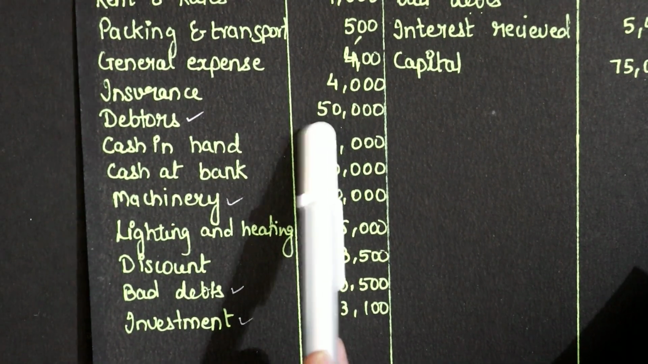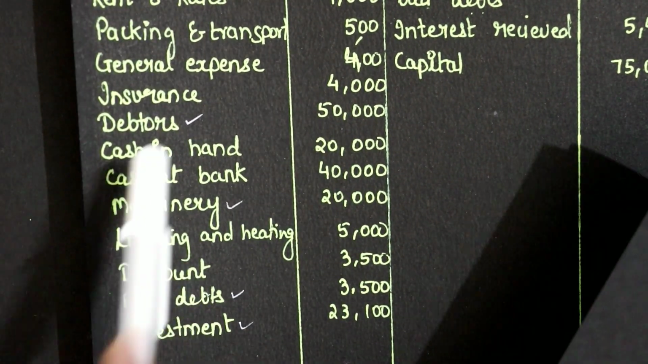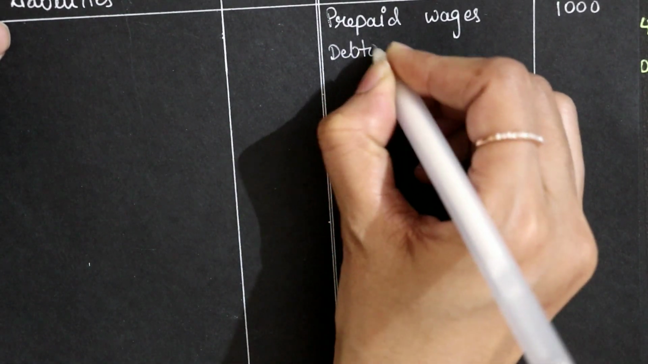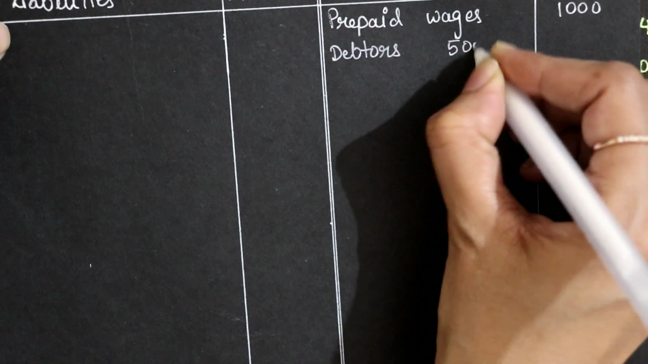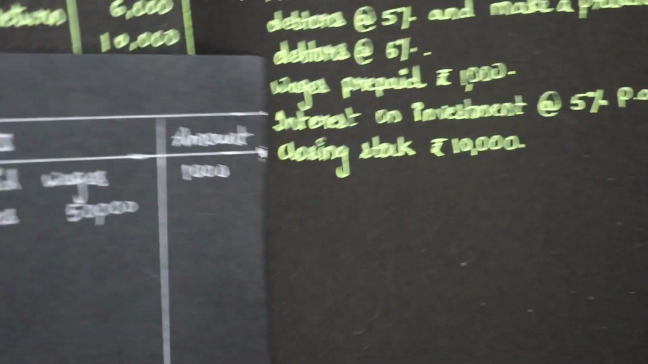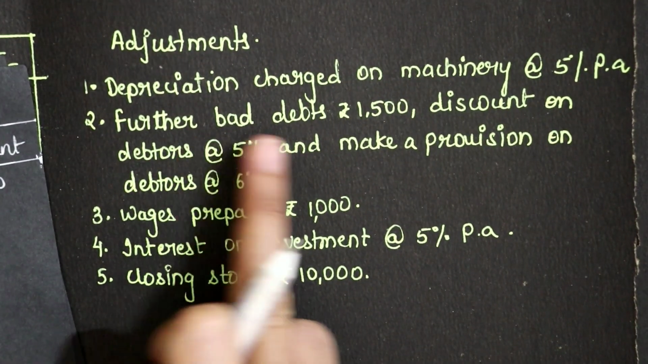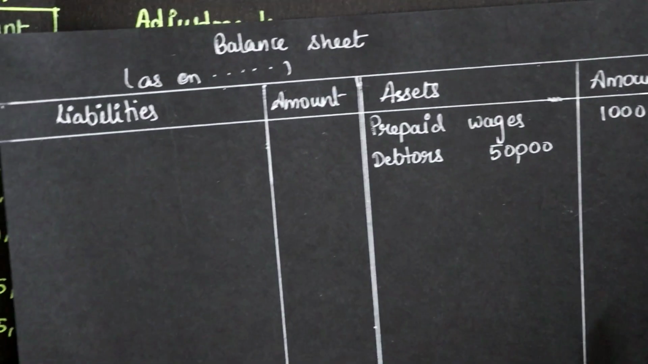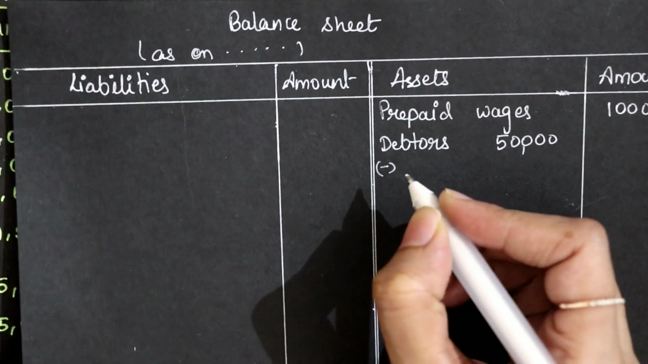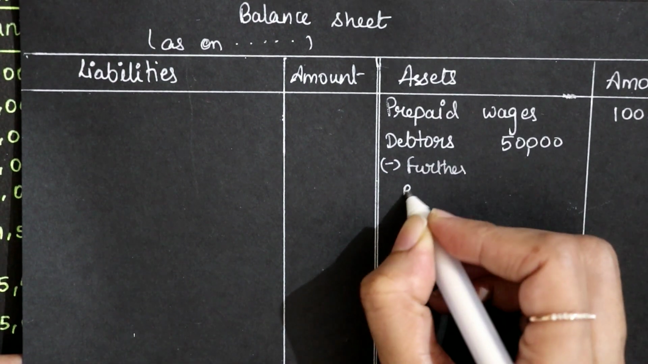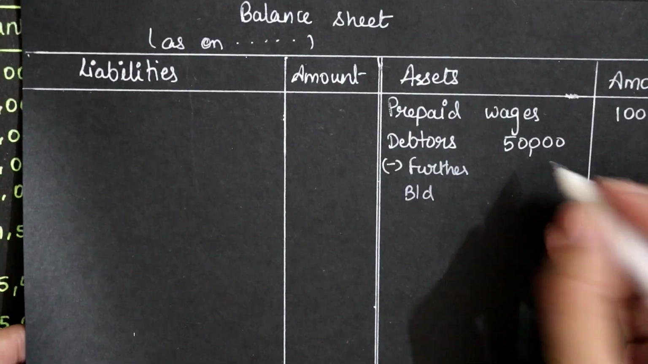Next entry is debtors. Debtors has adjustments, and debtors appears on the asset side. So we will write debtors on the asset side. The amount is 50,000. Now we will give effect to the adjustments. Let's see what are the adjustments. It says further bad debts rupees 1,500. So we have to reduce this from debtors. Further bad debts, less further bad debts 1,500.